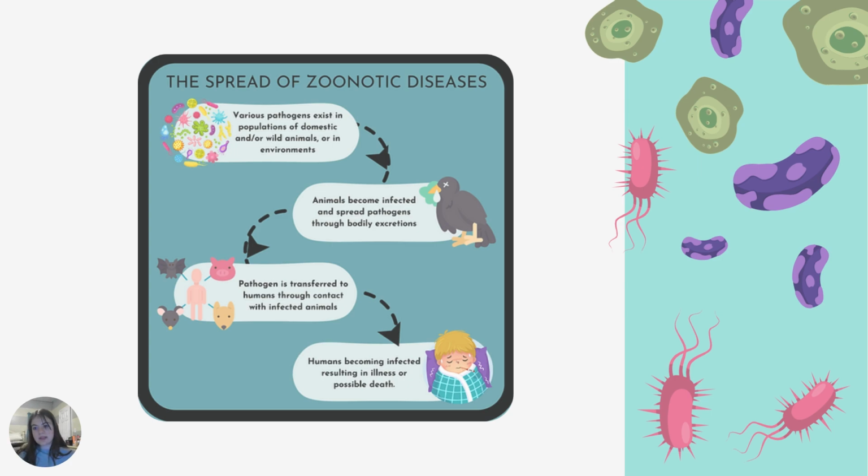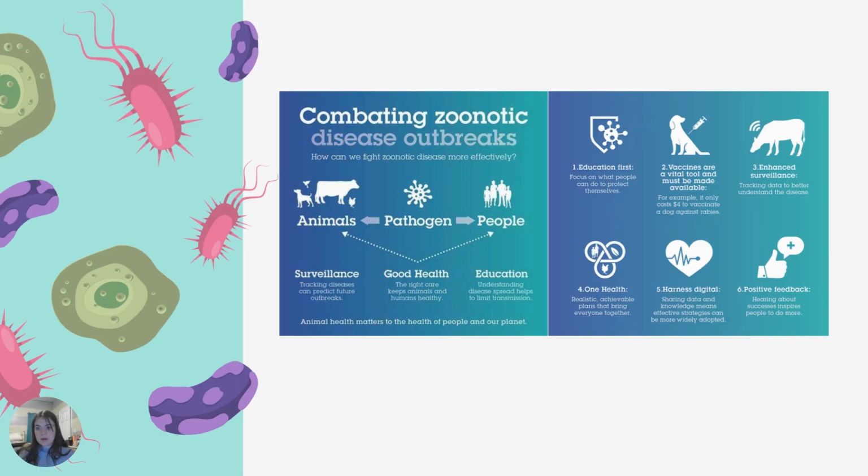Zoonotic diseases can lead to severe effects on humans and societies, which is why following the proper prevention processes is important to reducing outbreaks of these diseases. Preventing zoonotic diseases requires proper sanitation, vaccinations, and government monitoring of diseases. Practicing basic sanitation can help prevent zoonotic diseases from spreading at an individual level.